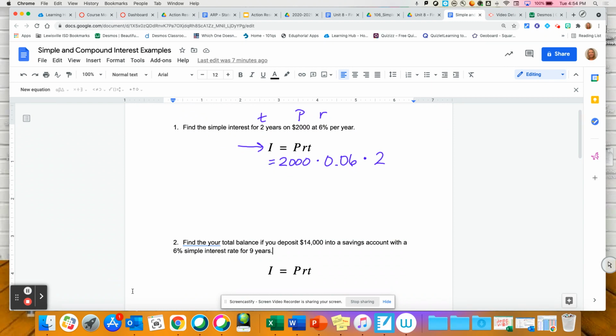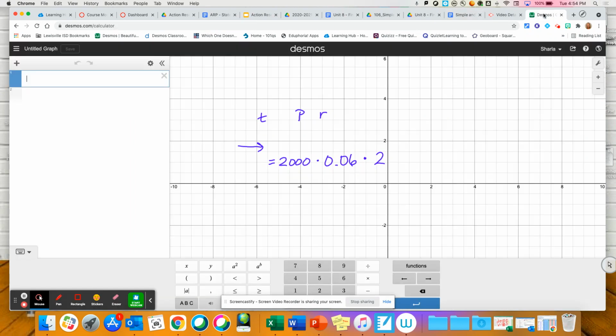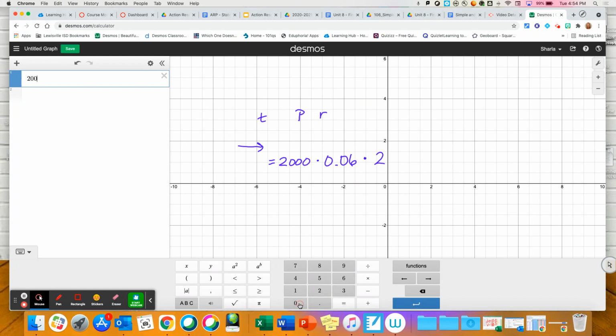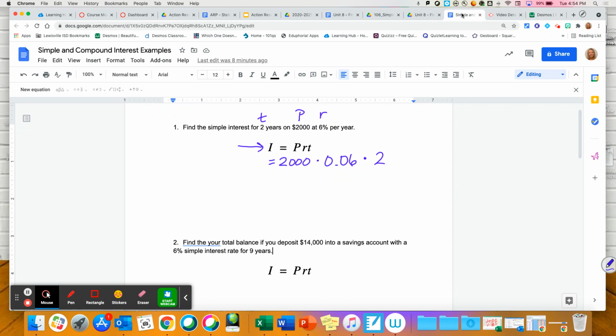You're then going to take this formula and you're going to open up Desmos, and you're going to plug it into Desmos. 2,000 times 0.06 times 2 years. And that's going to give you a total of $240. We're going to go back over to my page, and that says $240. So that means that the interest that you would earn on this account would be $240.